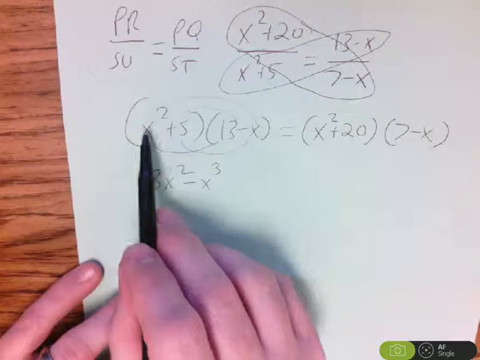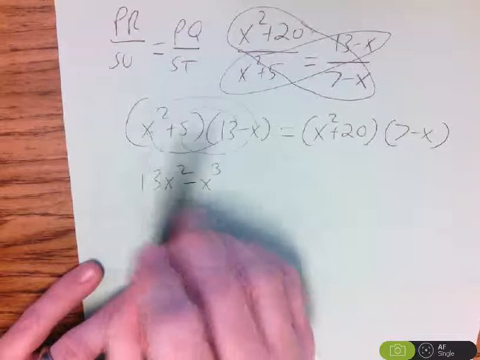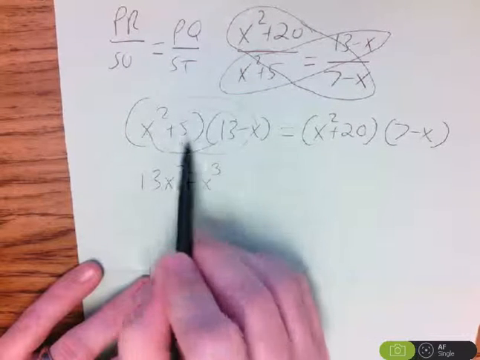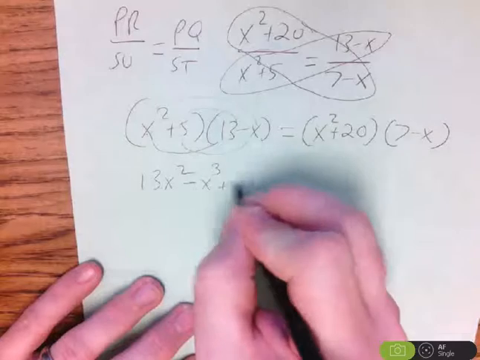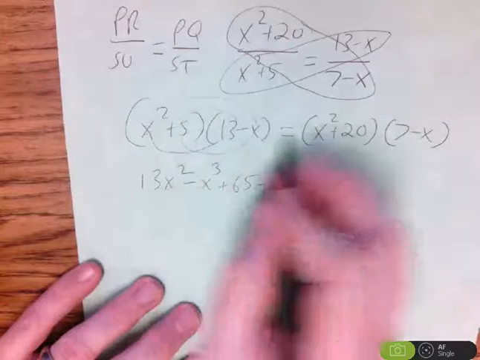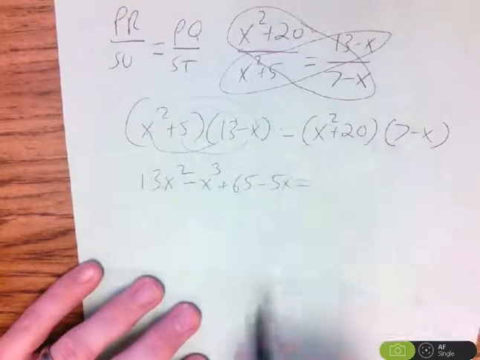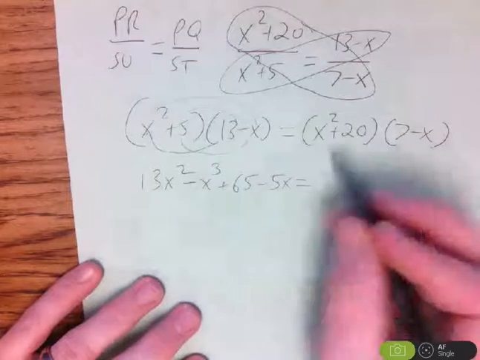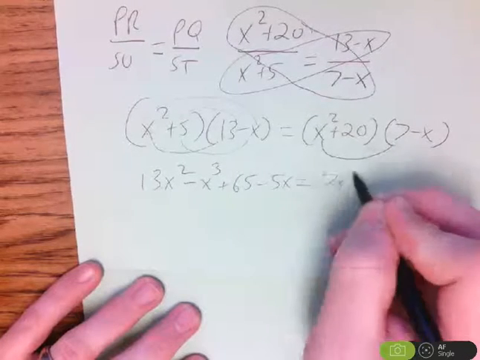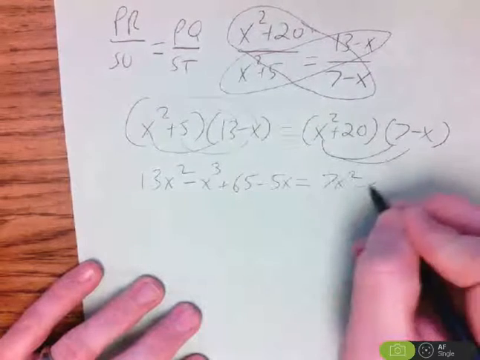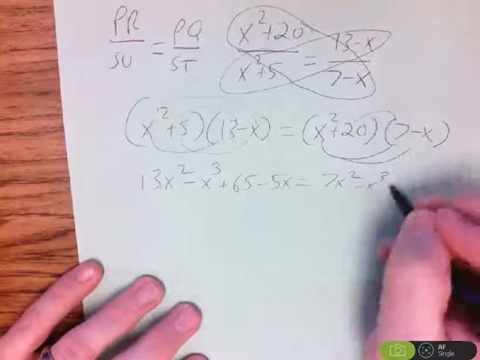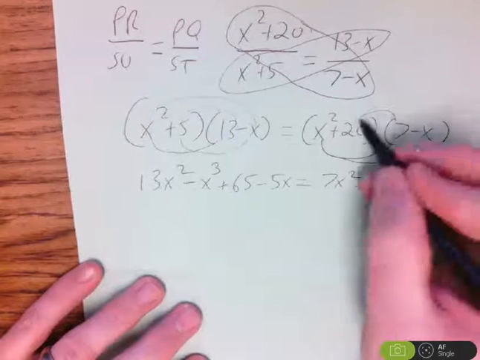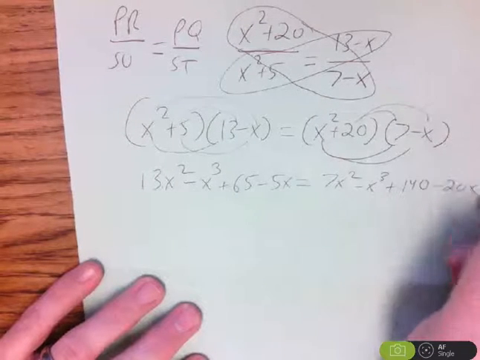So, excuse me, x squared times 13, we did that. x squared times negative x, we did that. Now we've got to deal with the 5. 5 times 13 is 65. 5 times negative x is negative 5x. And then we basically do the same kind of stuff on the other side: 7x squared minus x cubed plus 140 minus 20x.